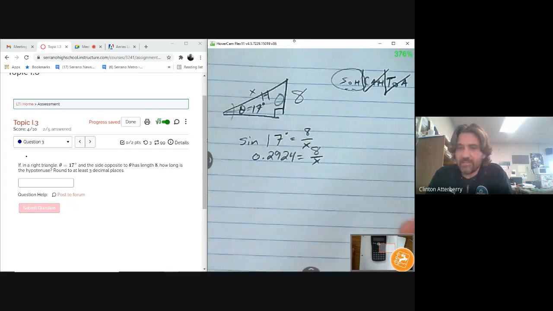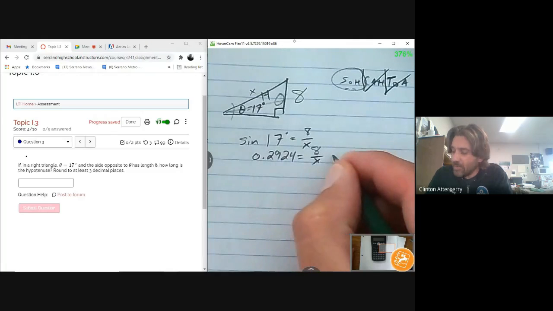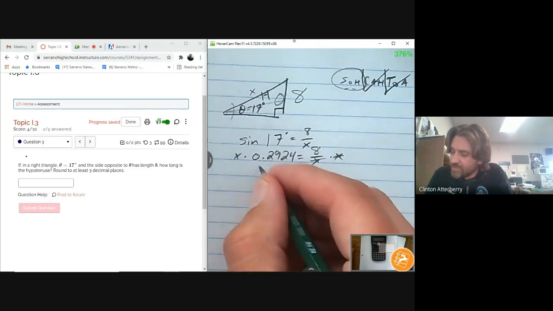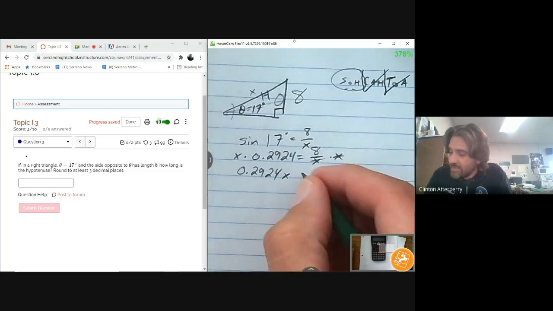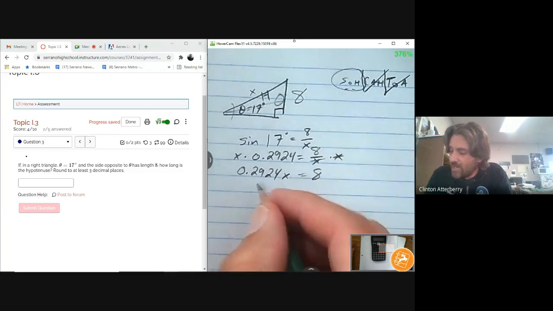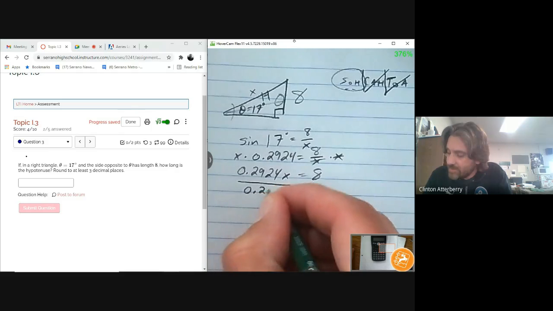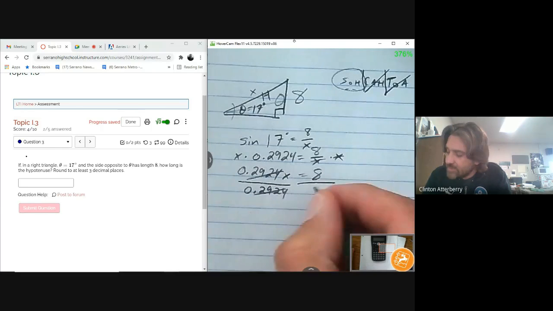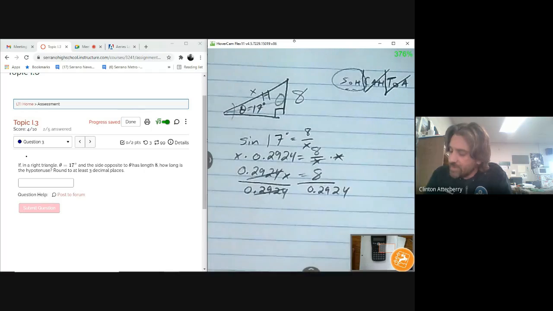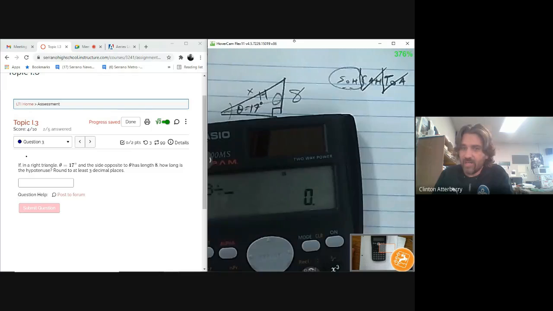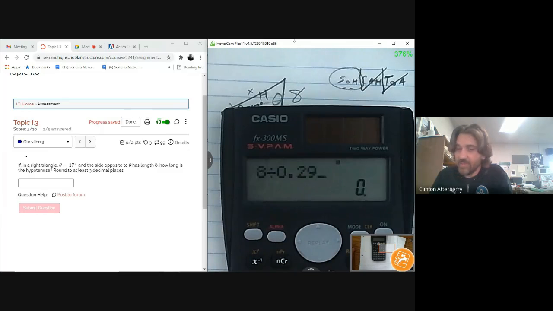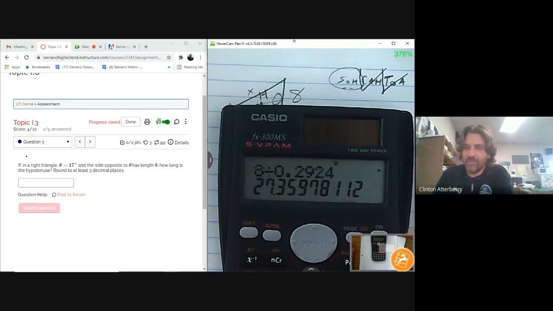So 0.2924 equals 8 divided by x. Using some algebra, I can multiply both sides by x, and what that equals is 0.2924 times x equals 8. We're now going to divide by 0.2924 on both sides, and what we get is x is equal to 8 divided by 0.2924, and we get that number there, 27.359.